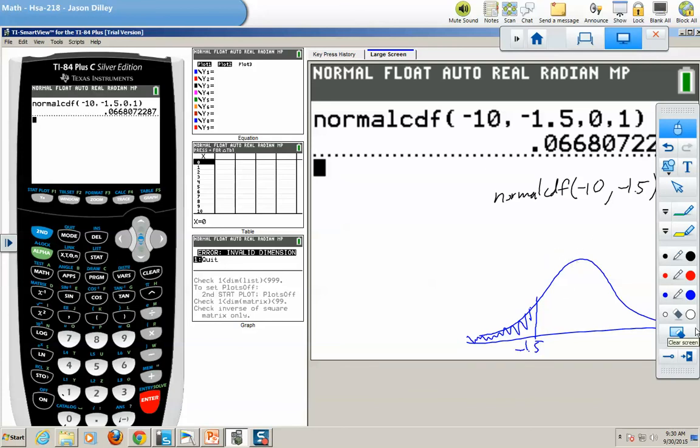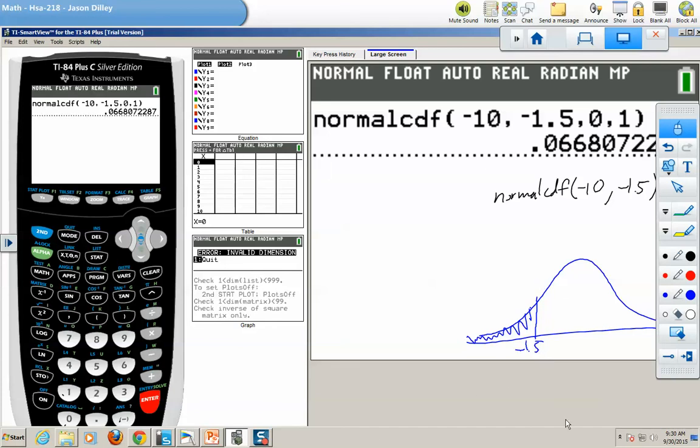So notice that from negative 10 to negative 3, it didn't change a whole lot, right? So no matter what you use, I say negative 10 is good enough. If you leave it as that negative 1 times 10 to the 99th power, then you're going to get something just as accurate as negative 10. Your upper is negative 1.5. So what your calculator just calculated for you was this section right here, from all the way to negative infinity, all the way up to this negative 1.5.